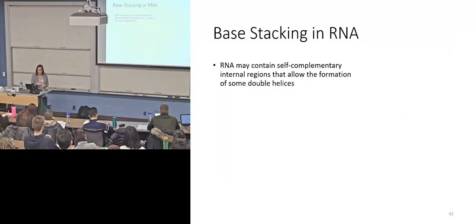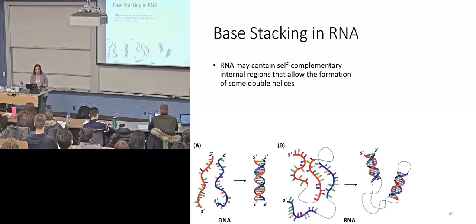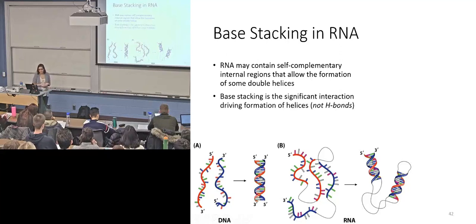There is still base stacking in RNA. Depending on how it's decided to complex, whether it's looped back on itself, it can have some regions where it is forming some of these van der Waals interactions. A couple of illustrations of how RNA might do this: it's single strand and it comes back and folds on itself. Again, base stacking is ultimately the driver for the stability of these helices.